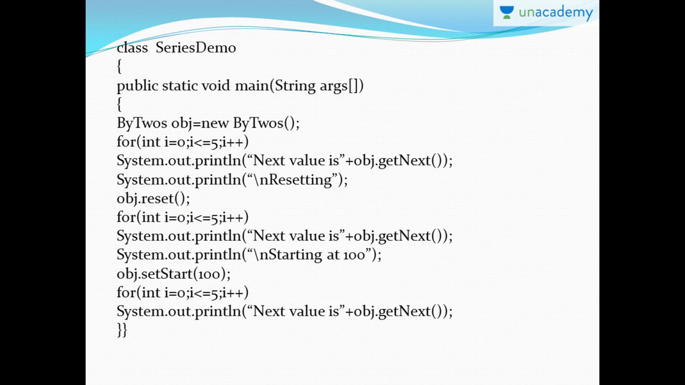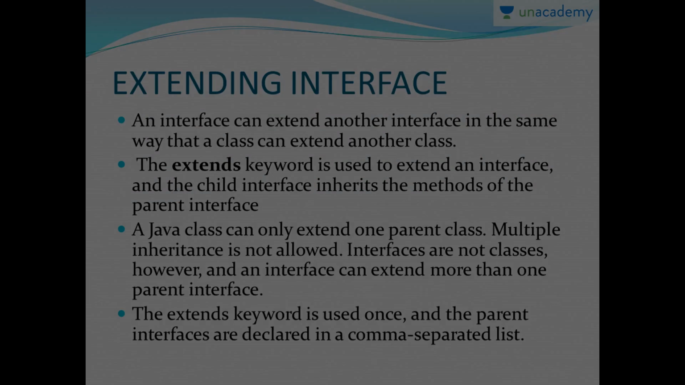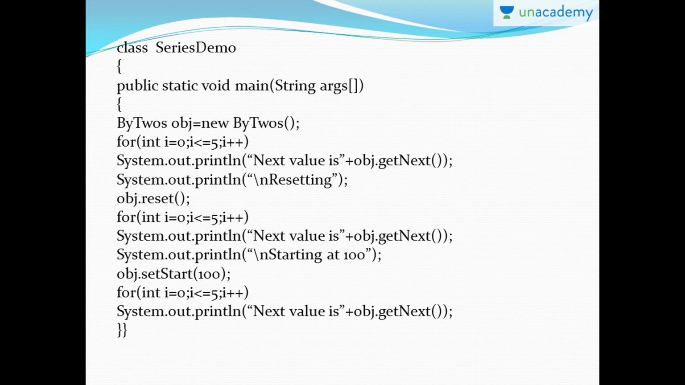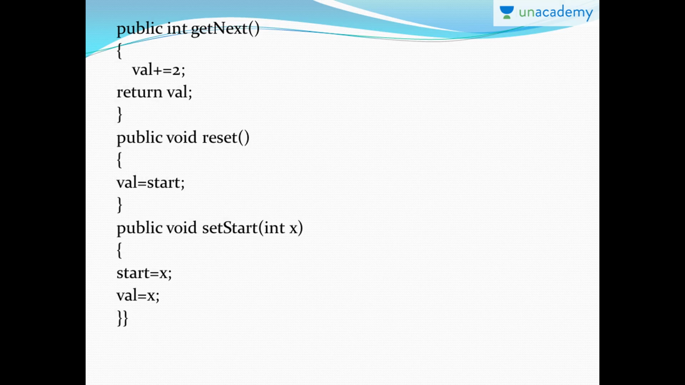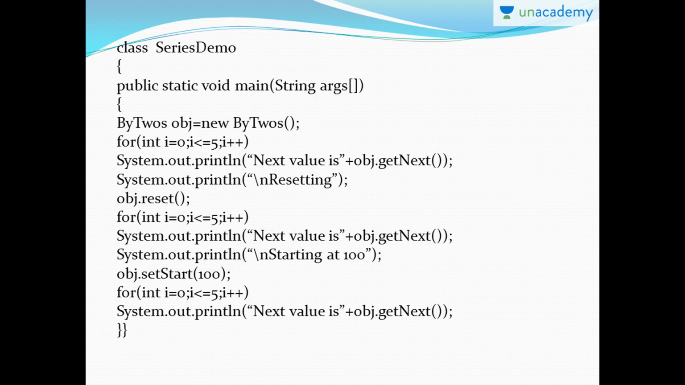So the first iteration would be 100, then i is less than or equal to 5, i plus plus. It goes to getNext again where we have value plus equals 2, that is 100 is the value right now. So 100 plus 2 would be 102, 104, 106 till the fifth iteration, that is 100, 102, 104, 106 and 108. These would be the 5 iterations we will have as it is starting from 100.